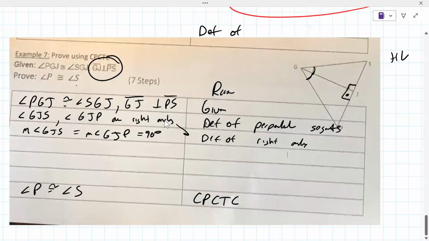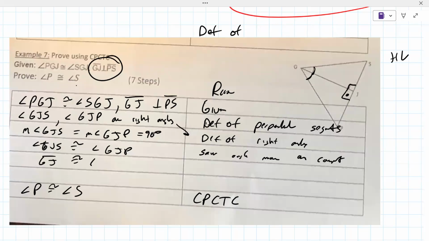You will often find that you're reusing the word here. Now we can say that the angles are congruent. Angle GJS is congruent to angle GJP. Why are they congruent? They both have 90 degrees, the same measure. Same angle measure, they're congruent. Okay, perfect. Now, he mentioned that GJ is congruent to GJ, reflexive property.